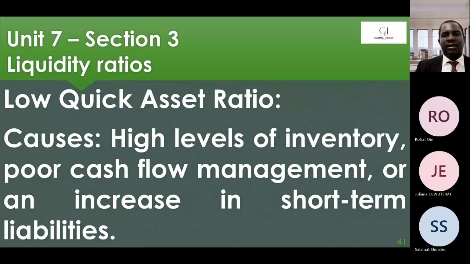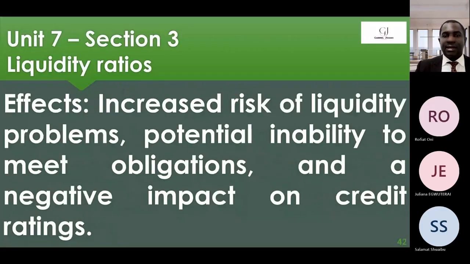A low one shows excessive tying down of inventory, poor cash flow, there's no physical cash coming in, and an increase in short-term liabilities. These are the causes of a low quick asset ratio, maybe less than 1:1. The effects include increased risk of liquidity problems, creditors asking for their money and you cannot meet it, which could be a challenge, potential inability to meet obligations, and negative impact on credit ratings.